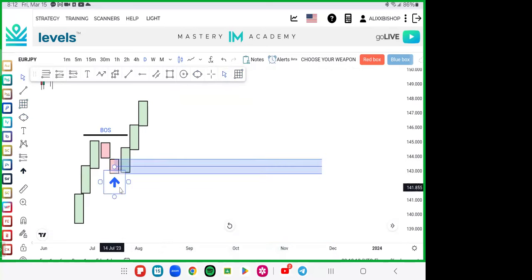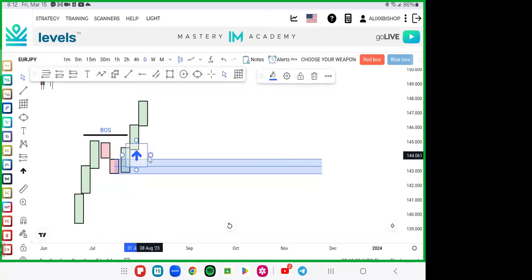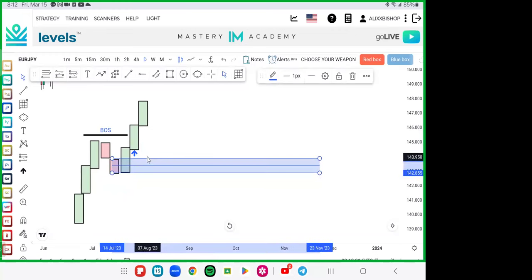And levels will actually help you guys. So when the market breaks out, levels will say, look, this is your BOS candle, right? And then you can press the blue box and then it'll highlight this last selling candle for you, which is super, super dope, right? So as of right now, we're missing one thing.